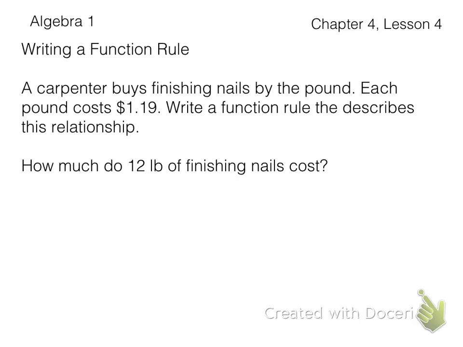When you have a word problem, a carpenter buys finishing nails by the pound. Each pound costs $1.19, right? The function rule describes the relationship. Well, if the price of nails, so P of n, is equal to $1.19 times the number of pounds of nails. So n is pounds of nails.